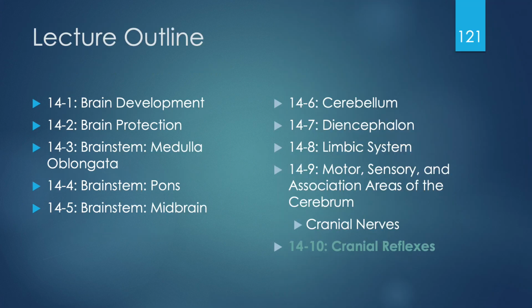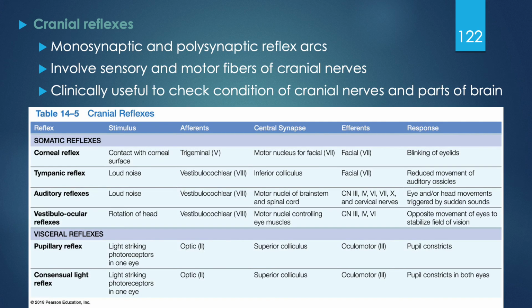Lastly, let's discuss section 14-10, cranial reflexes. We're going to discuss cranial reflexes later on, but for now it's important to note that there are monosynaptic and polysynaptic reflex arcs, remembering of course that monosynaptic ones are much quicker because there's only one synapse, whereas if there are multiple synapses it's going to take more time. These will also include both sensory and motor fibers of the cranial nerves, and these are important because we can use these cranial reflexes to check to see if these nerves are functioning properly as part of a neurological workup.